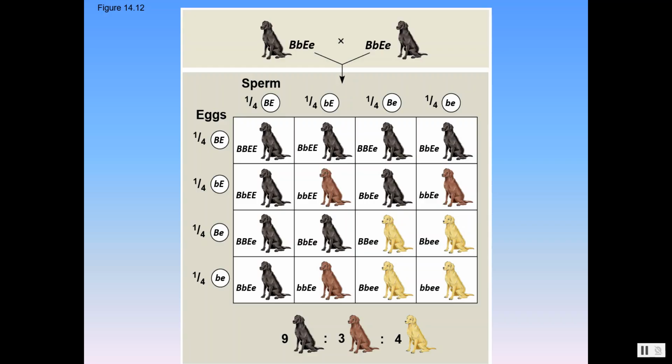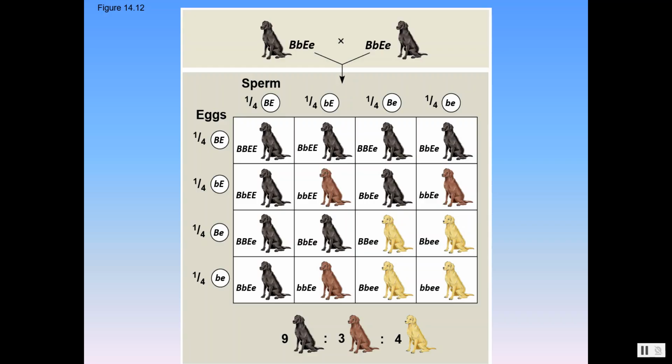When we look at the yellow labs, you'll notice that they never have a capital E. They may have a capital B, but the E is what determines whether there's going to be color. So if there's a capital E, then the color B will be expressed. If there's no capital E, then no color will be expressed.